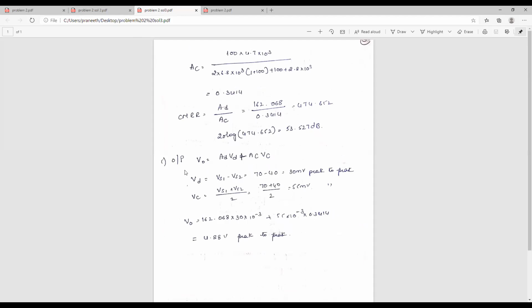And finally, you have calculated the total output voltage using this formula AD VD plus AC VC. Here VD and VC are obtained by using VS1 and VS2. VD means VS1 minus VS2, and VC is VS1 plus VS2 by 2. So you have got these two values and you just substituted all these values. Finally, you got your output voltage.